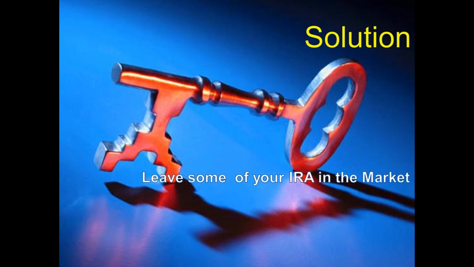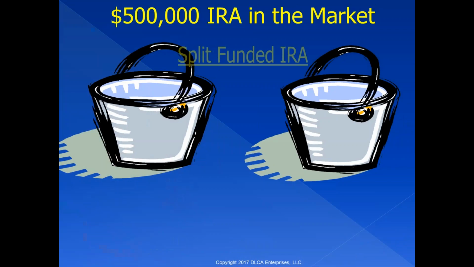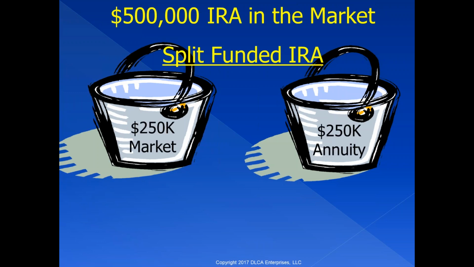Leave some of your IRA in the market, move some of that IRA into an annuity. And we call this, and we're going to use a $500,000 example, the split-funded IRA. So we started out on the top line there. We've got $500,000. It's all in the market. We're going to split fund it. We're going to leave $250,000 in securities, and we're going to move $250,000 into annuities. Now we've got some agility and diversity, and here's how it works.